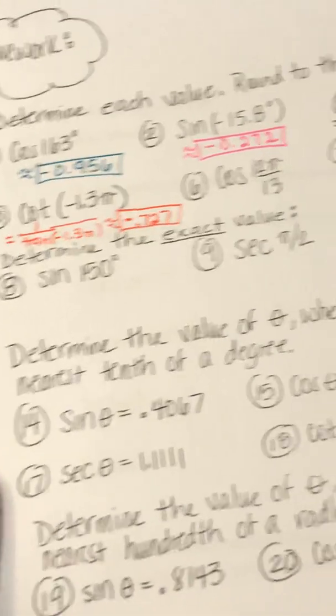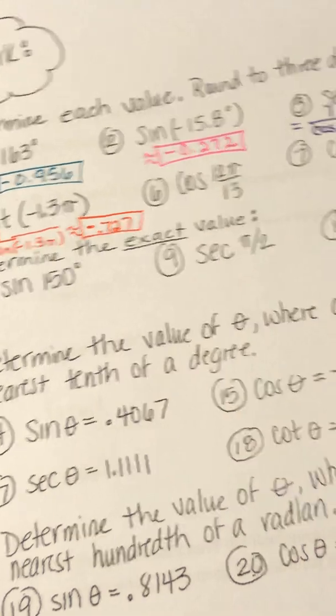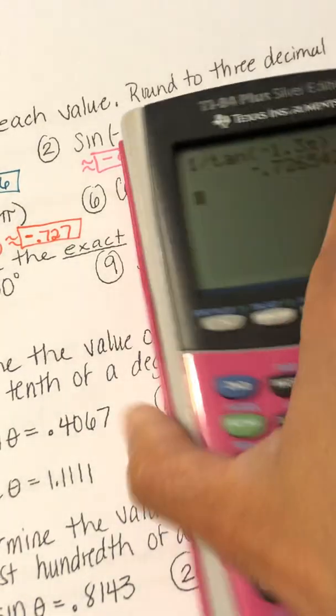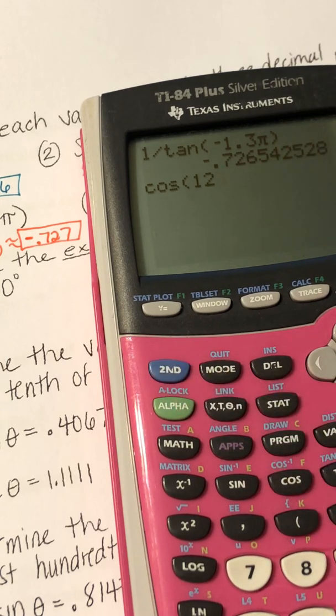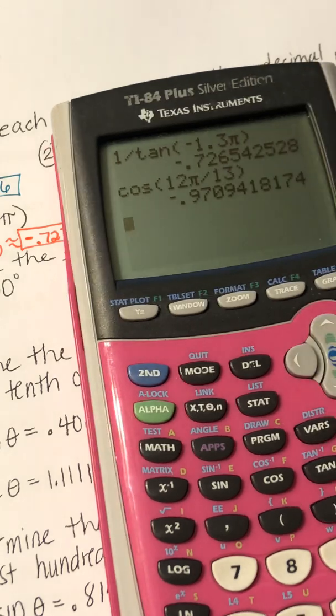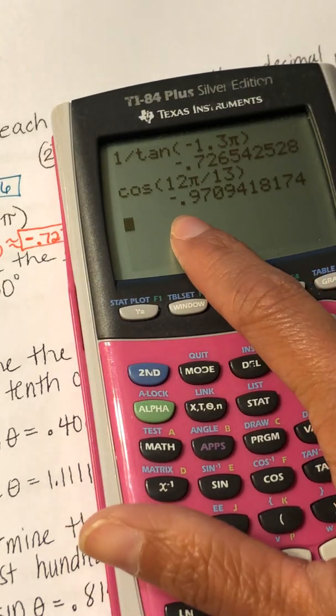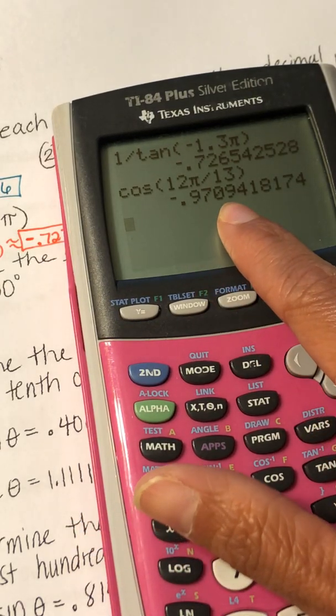Still in radians because there's a pi in there. Cosine of 12 pi over 13. So cosine of 12 pi divided by 13, to 3 decimal places, is negative 0.971.